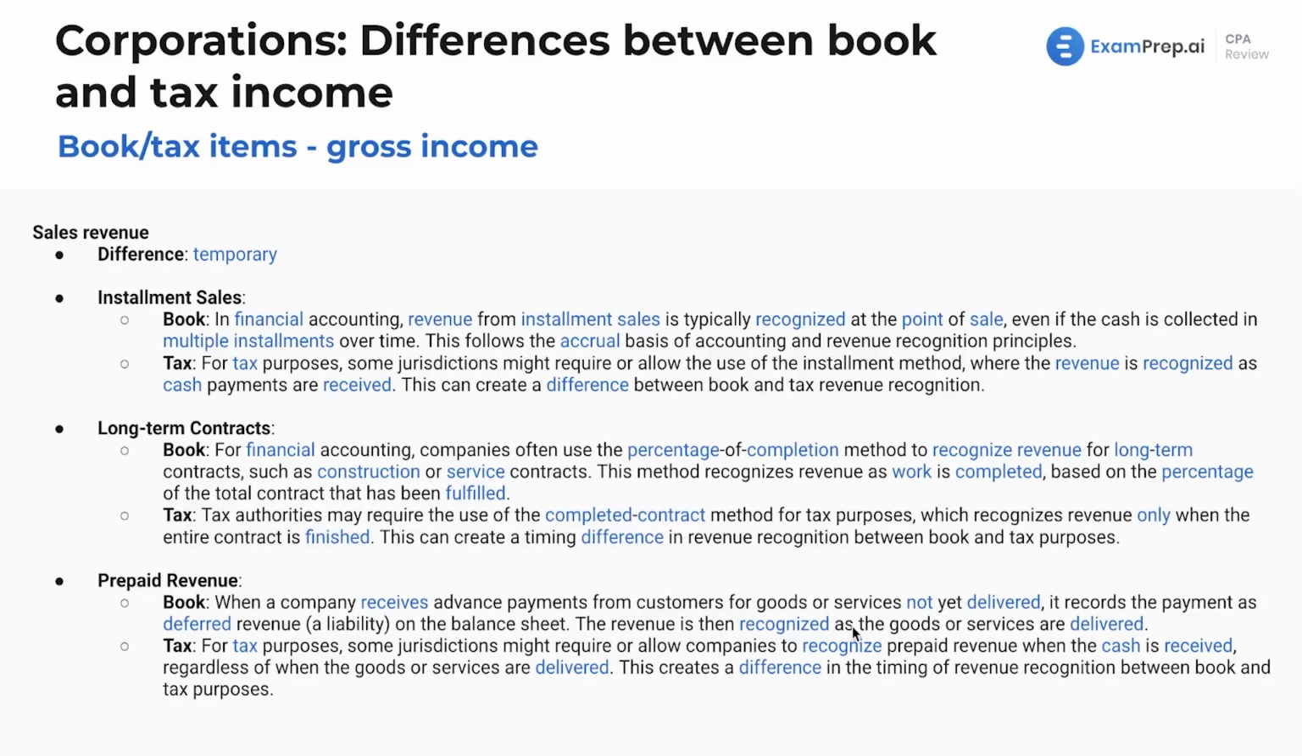The revenue is then recognized as the goods or services are delivered, in essence, when you fulfill your end of the bargain. Now, for tax purposes, some jurisdictions might require or allow companies to recognize prepaid revenue when the cash is received. Generally, when cash is received, we will recognize that, regardless of when the goods or services are delivered. And just like the other ones, this is going to create a timing difference, and it will be temporary.